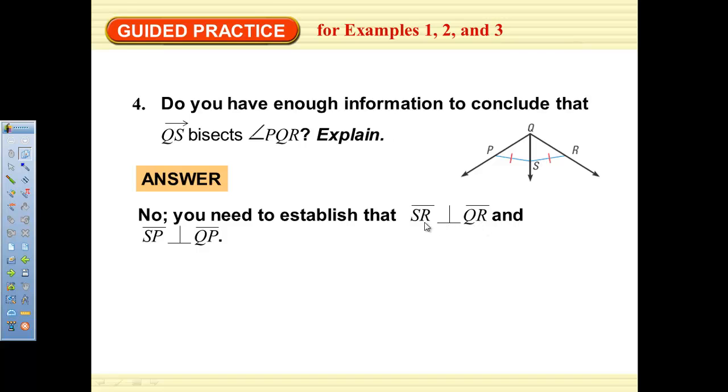So again, we would have to state that SR and QR would have to be perpendicular, and also SP and QP would have to be perpendicular.